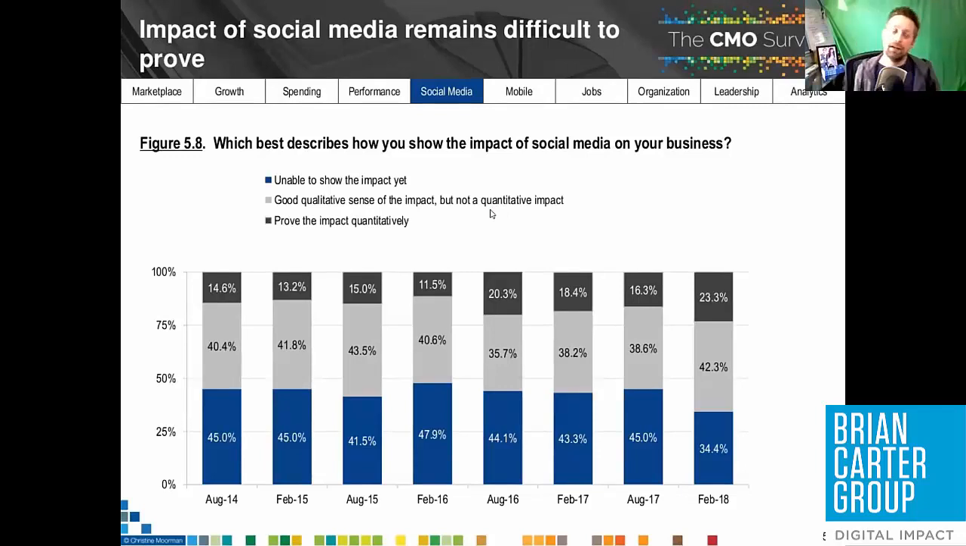That's the thing. But I really think that the reason most people are not good at social media is because they don't look at the numbers and realize how bad they are at it. They just assume, oh, we're reaching people. Oh, they're talking about us. They're talking to us. Oh, it must be having an impact. And that's, I think, the danger of the good qualitative sense of the impact. Because what does that mean? If it's not quantitative, it could be wrong.